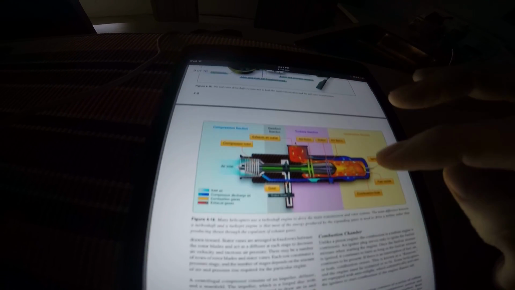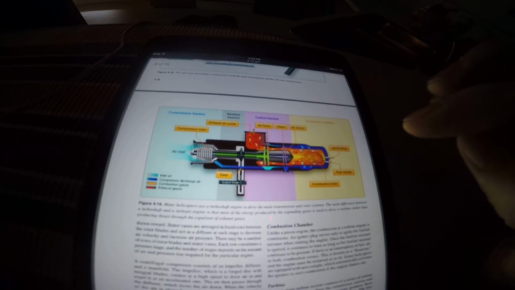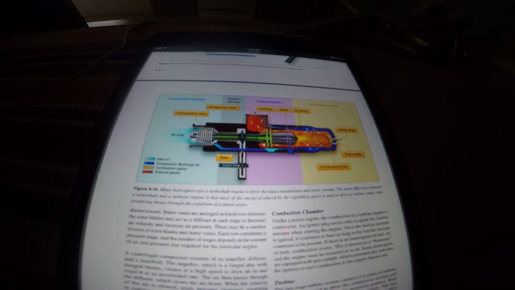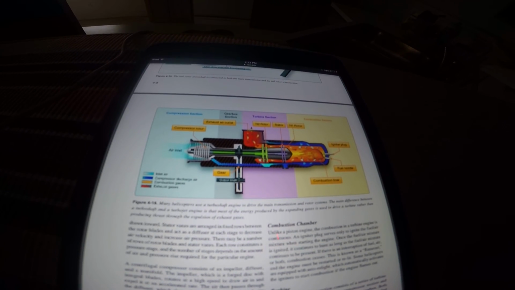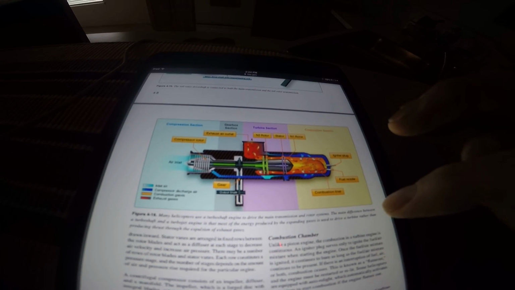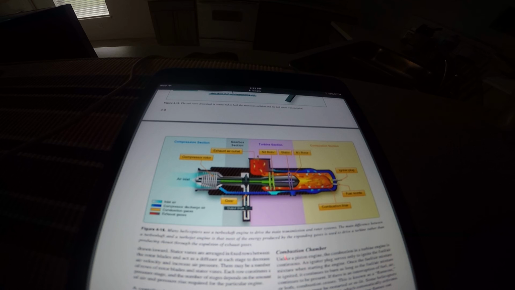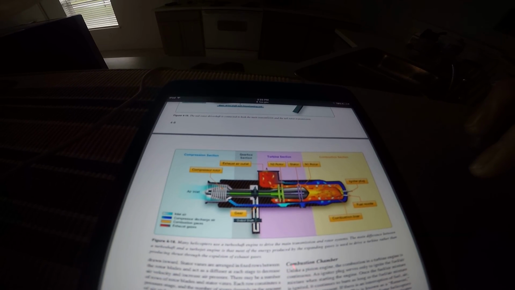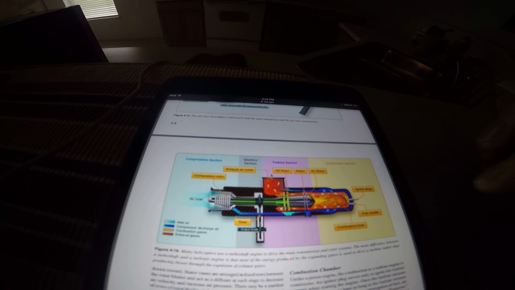Okay. We need this one right here, though. Figure 4-16. Many helicopters use a turboshaft engine to drive the main transmission and rotor system. The main difference between the turboshaft and the turbojet engine is that most of the energy produced by the expanding gases is used to drive the turbine rather than producing thrust through the expulsion of exhaust gases.